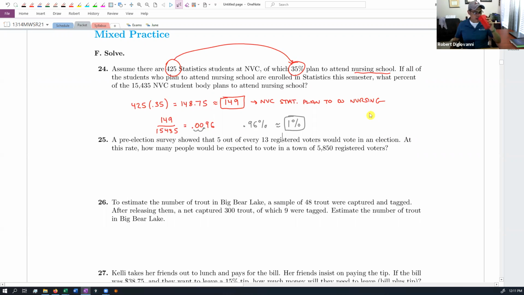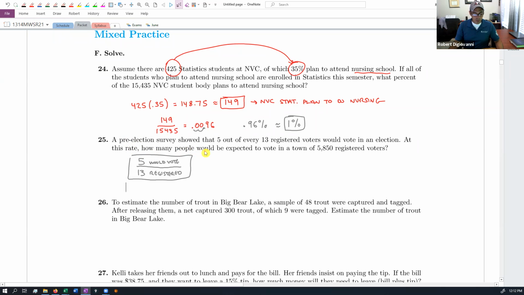How about number 25? Five out of 13 registered voters would actually vote in an election. That means 5 would vote. Not every registered voter votes, right? So 5 would vote out of 13 that are registered. So this is a ratio. We can look at that ratio 2 different ways, with the 5 on top or 13 on the bottom.